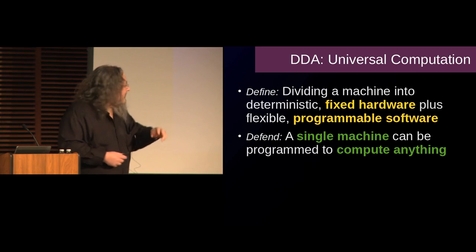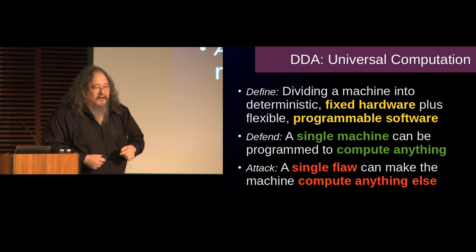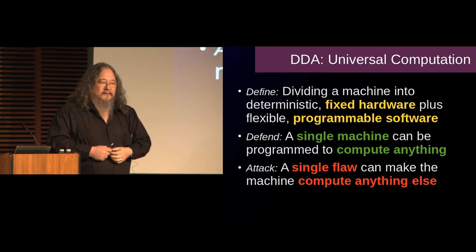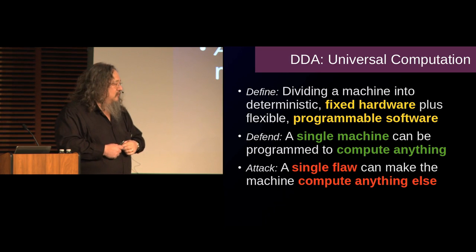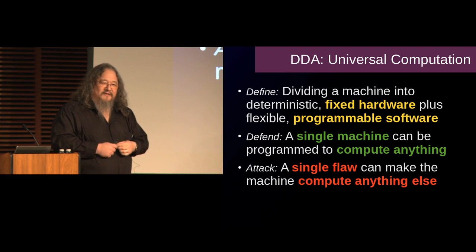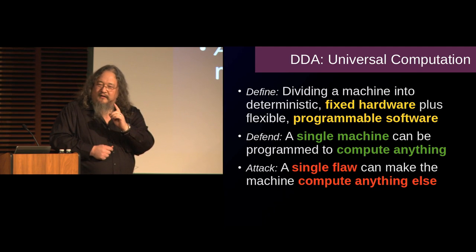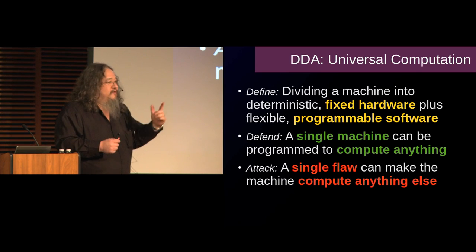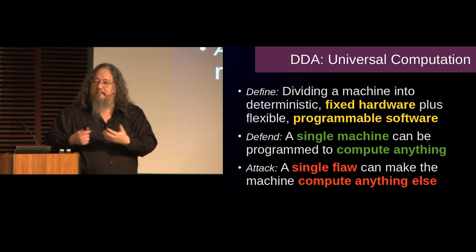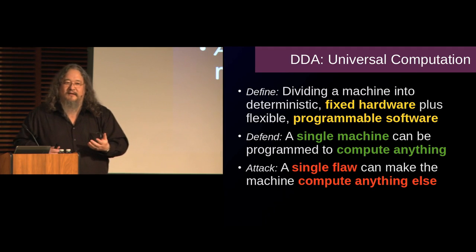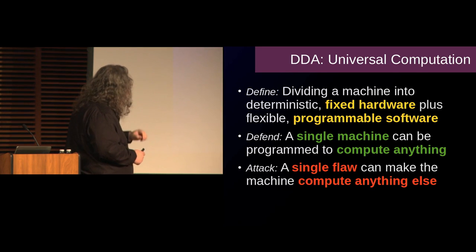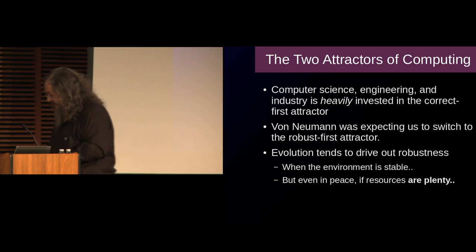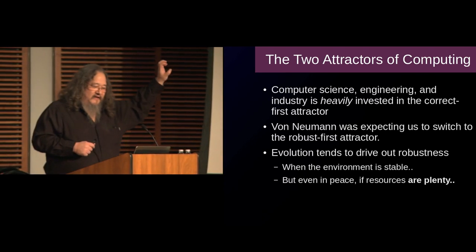So what's the attack? A single machine takes a single flaw, can be made to compute anything else. You get the Shellshock bug. That's one teeny little problem in code that's in millions and millions of machines, and all of a sudden, that machine is sending passwords and spam to Russia. A single flaw means the machine can now be reprogrammed, and that universality, which was so good for us, is now equally bad for us. Okay? That's the idea. That's the duality that we haven't recognized enough that's put us into the situation that we are in now. Okay. So, computer science, engineering, industry, everything is incredibly invested in the efficient approach.